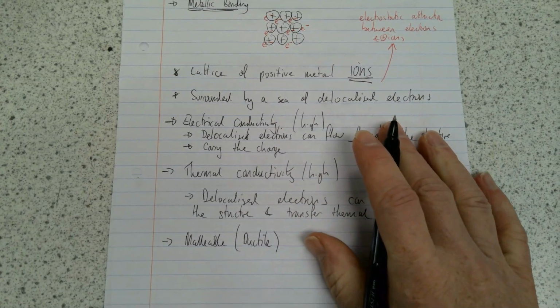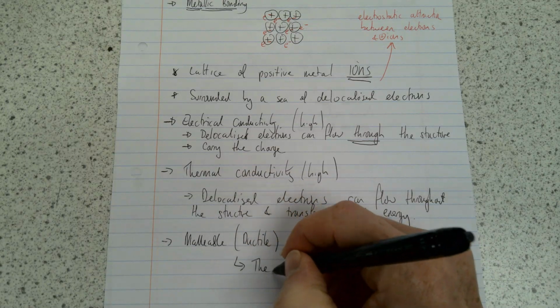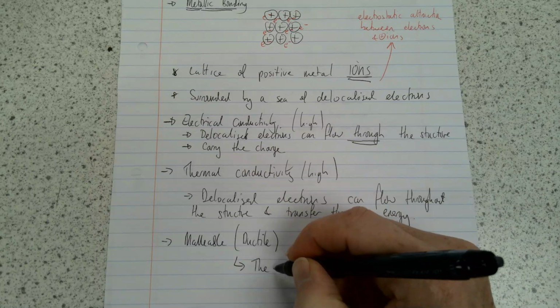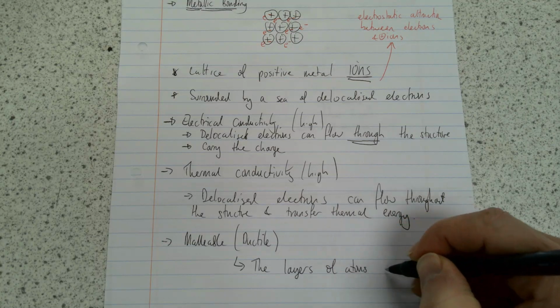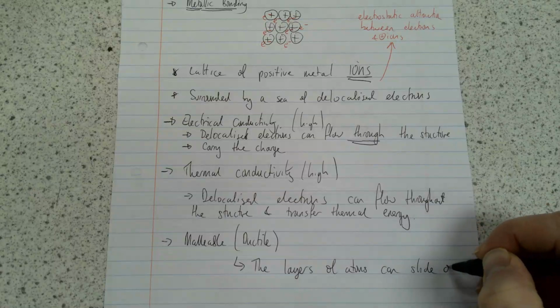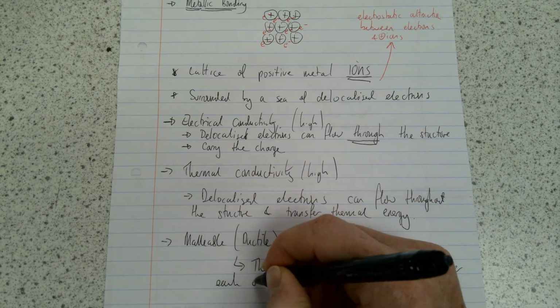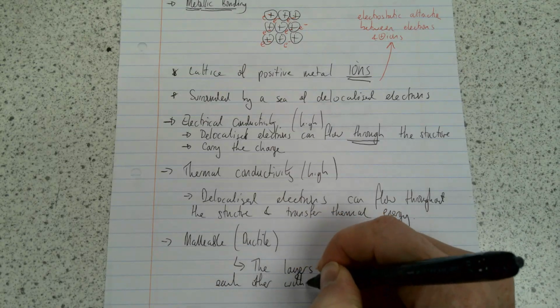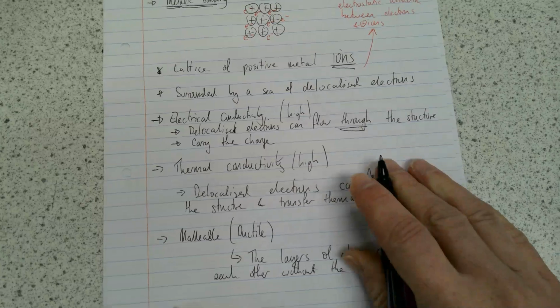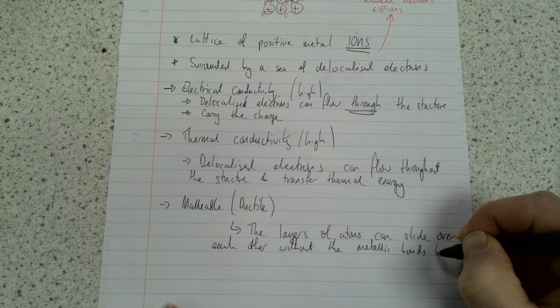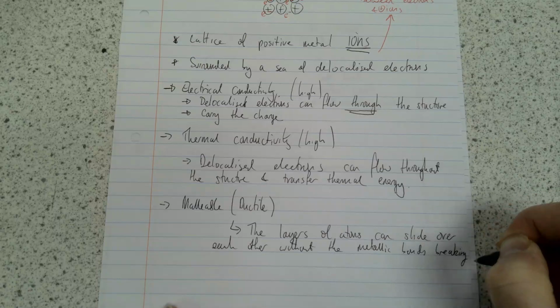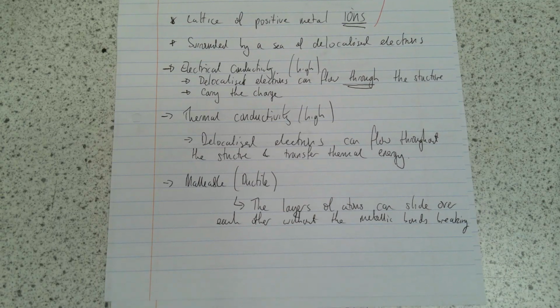And the reason why is because they're layers of atoms, let's call them atoms, like this, layers of atoms or ions, if you like, can slide over each other without the metallic bonds breaking. And that's because those delocalized electrons can flow. As you bend the metal, the electrons just move around. So that works really nicely.